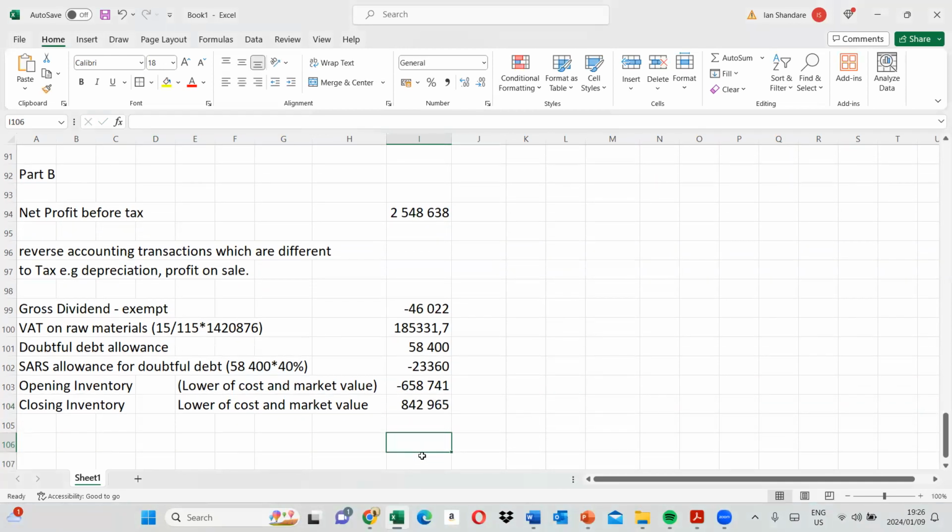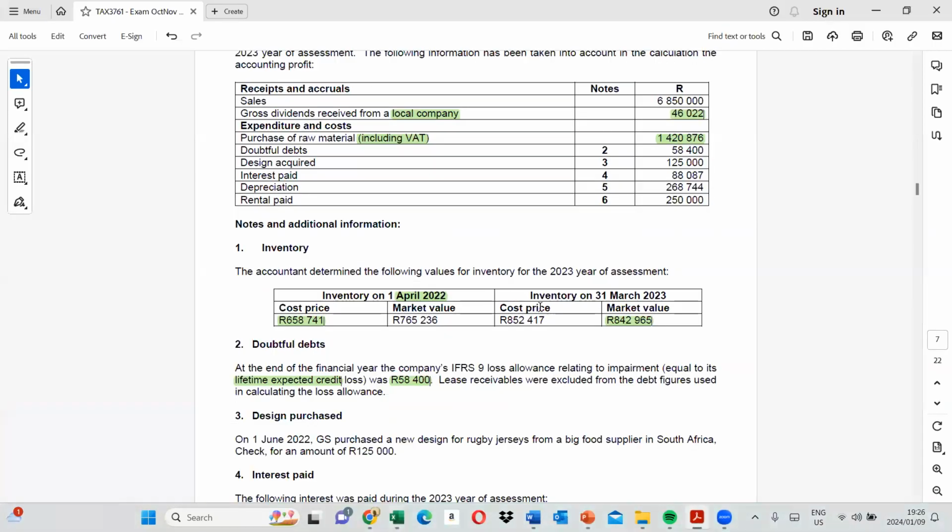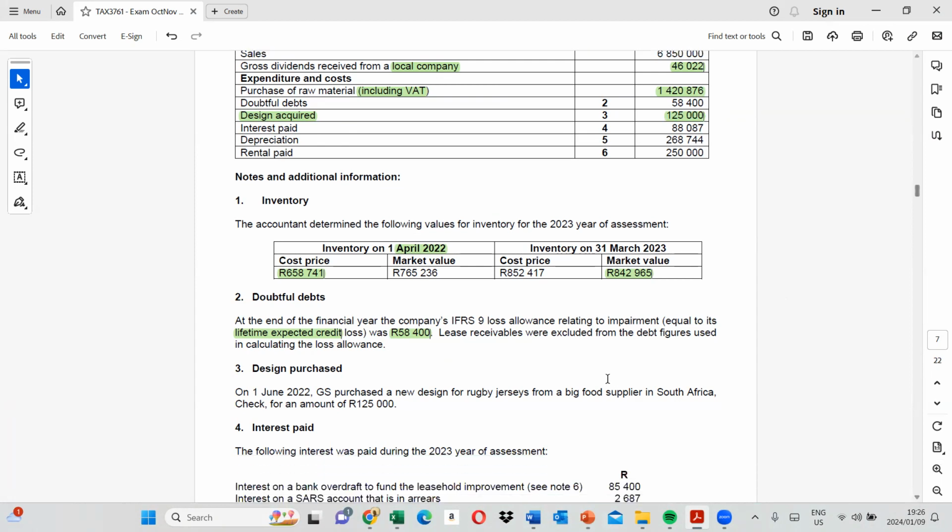Right, so that's what we're going to add back. Then after that we have design acquired. All right, so do you see the design acquired? So in terms of this design acquired, the account is deducted 125. So let's quickly see what is happening in terms of this now.